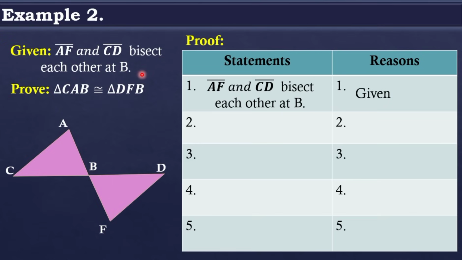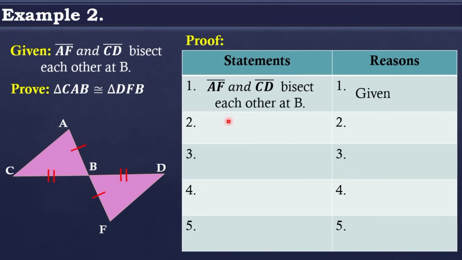Now, since bisect nga po, ibig sabihin, ang goal po niyan o ang trabaho niyan, hinahati niya. Okay? So, therefore, ito, congruent. And then this one also are congruent. So, etong side na to is congruent to this side and this side is congruent to this side. Kasi base nga po dito, bisect. So, base tayo dun sa given.